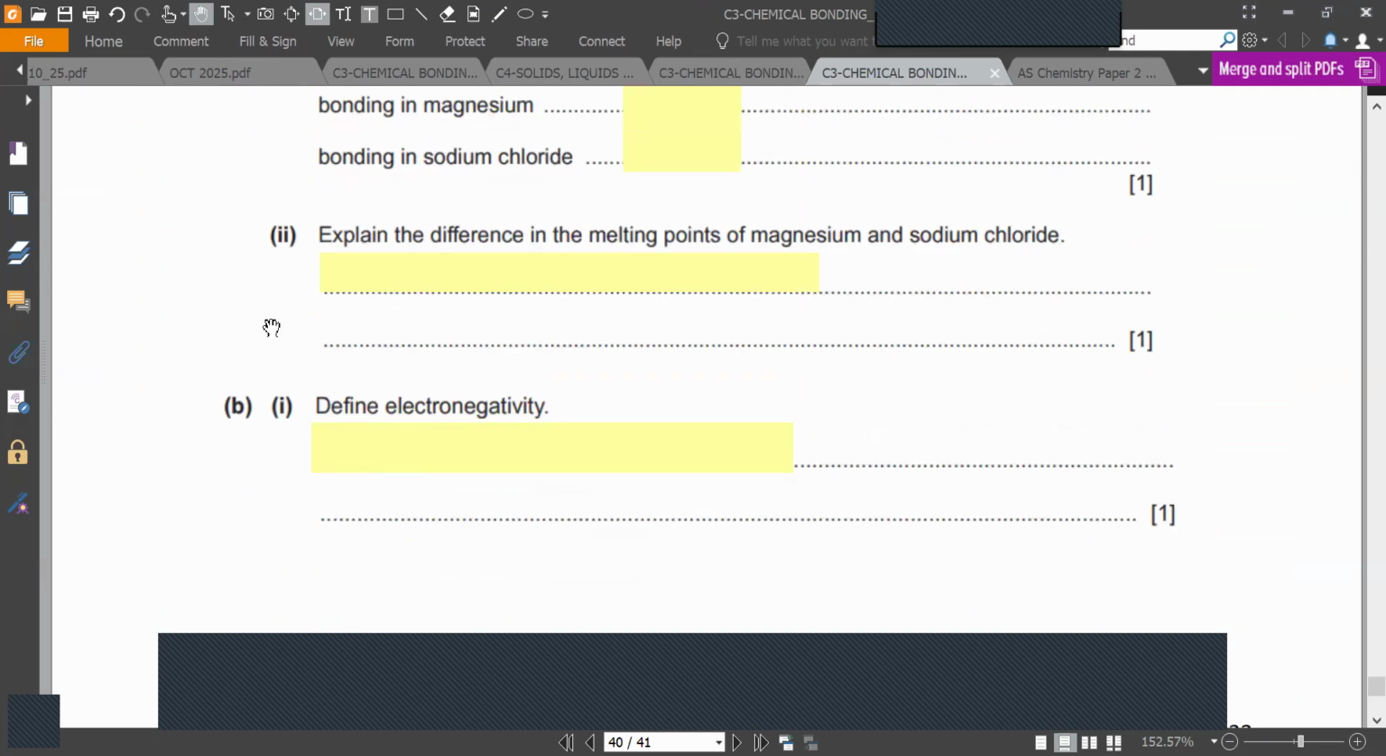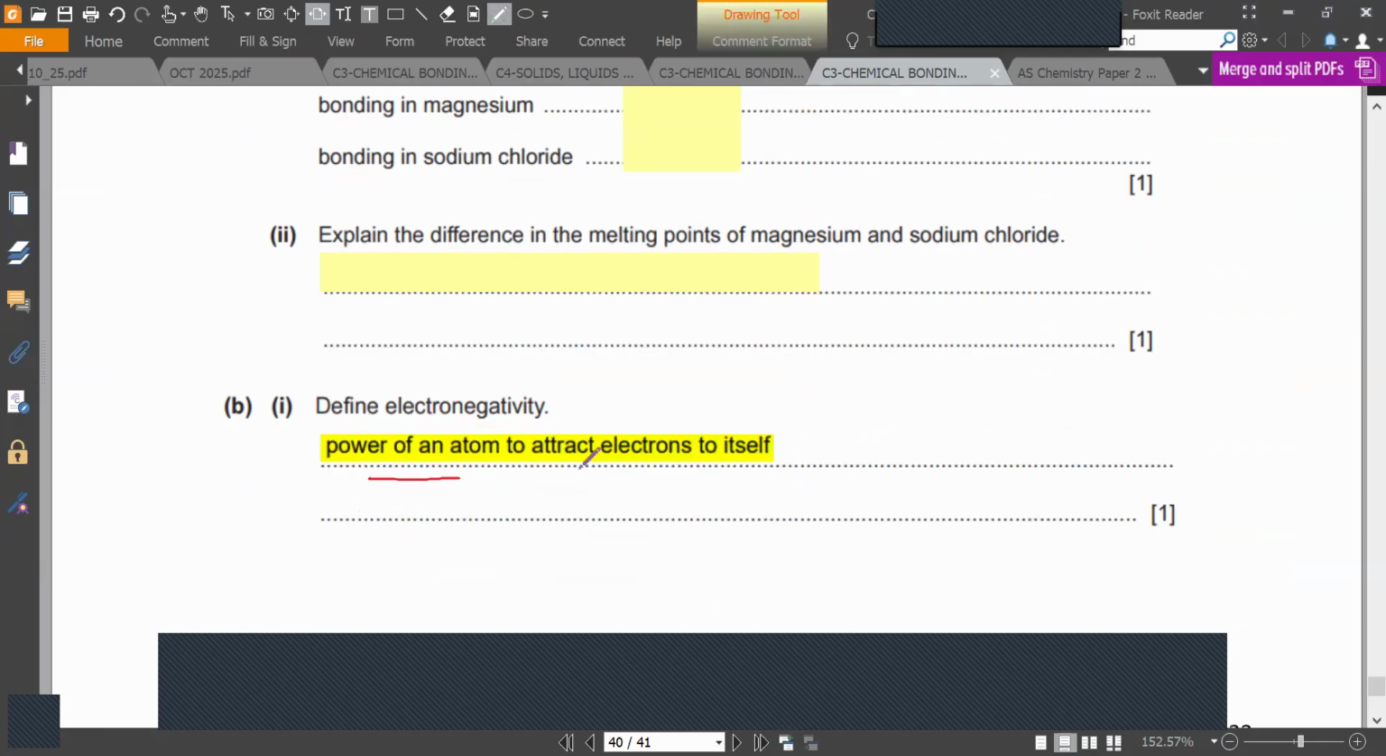Define electronegativity. You may find later this question gets asked a lot. We already discussed that: power or ability of an atom to attract electrons to itself. The more electronegative it is, the more it will attract electrons to itself.